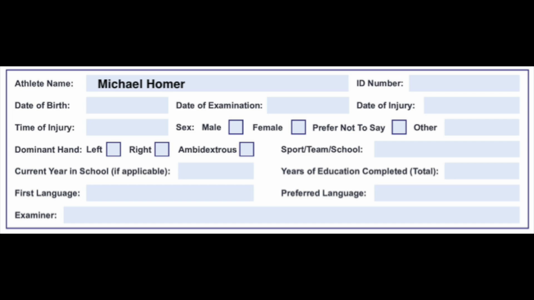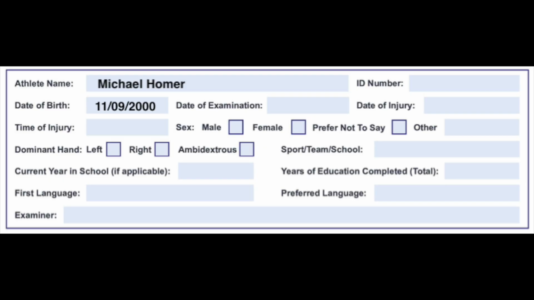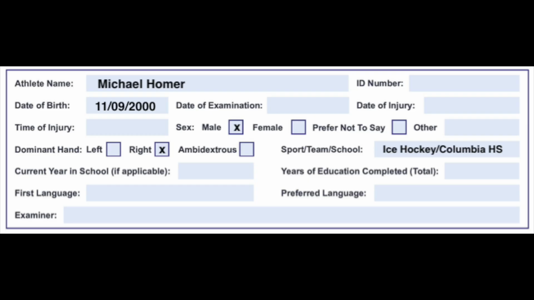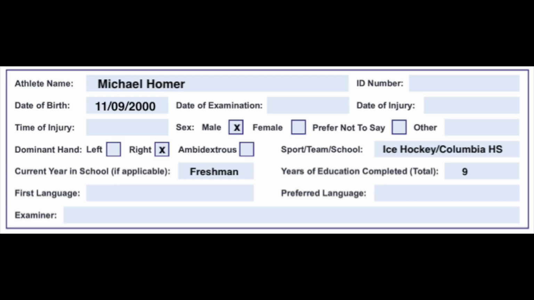Could you state your name for me? Michael Homer. Your date of birth? November 9th, 2000. Are you male, female, or prefer not to say? Male. What sport do you play for? Hockey. What team? I play for the Columbia High School. Current year in school? I'm a freshman. First language? English. Is that your preferred language? Yes.